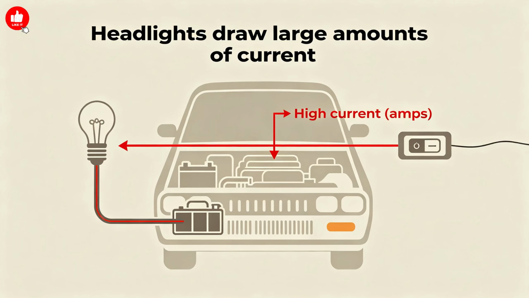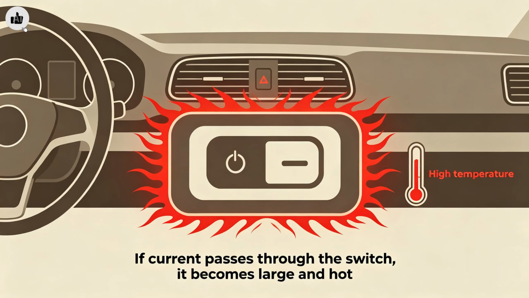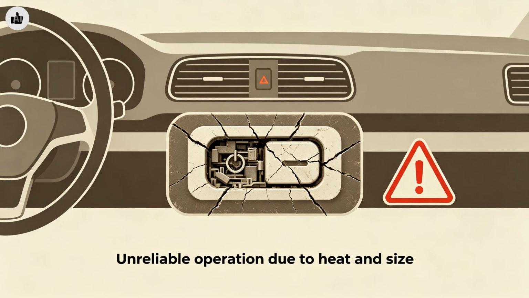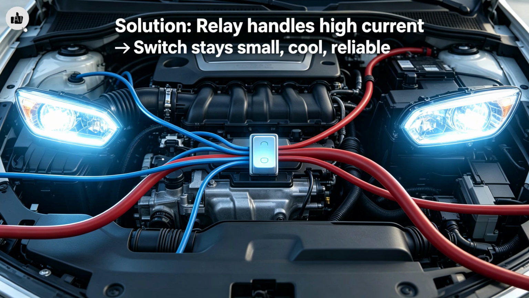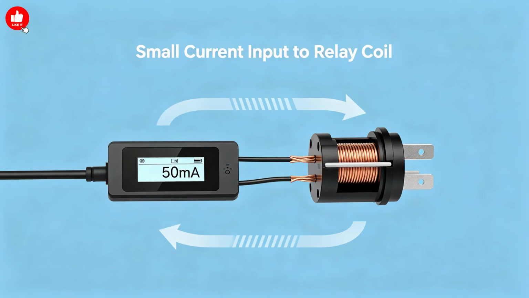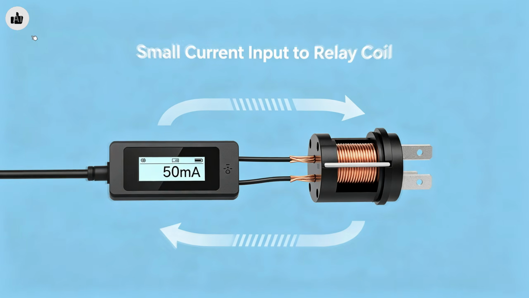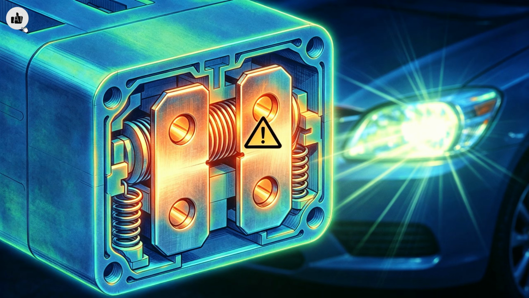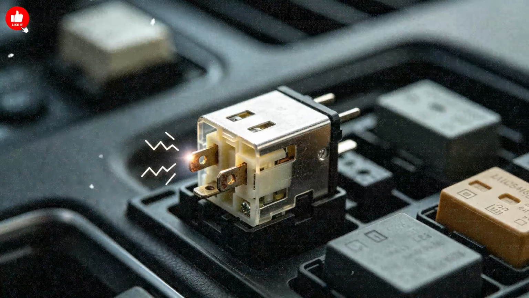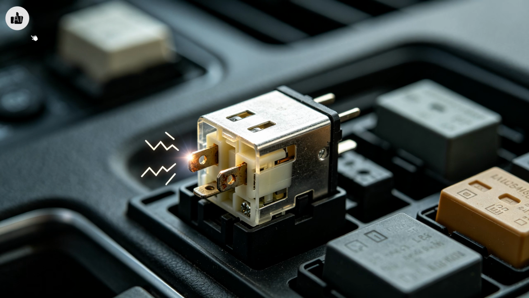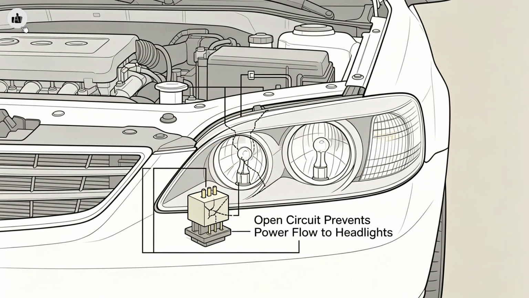Sometimes headlights can draw a large amount of amps of current. If all that current passed through the dashboard switch, the switch would become large, hot, and unreliable. That is why we have a relay. It solves this problem. Small current activates the relay coil. Relay contacts switch the large current for the headlights. When a relay fails, you may hear a click but the lights stay off, or you may have no click at all.